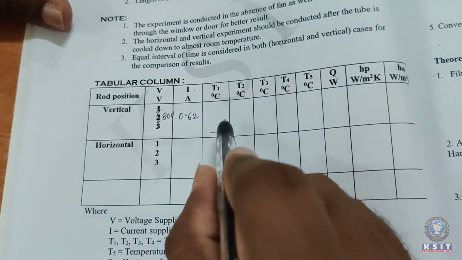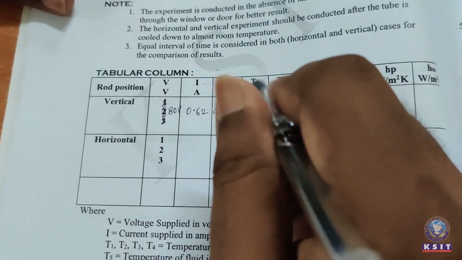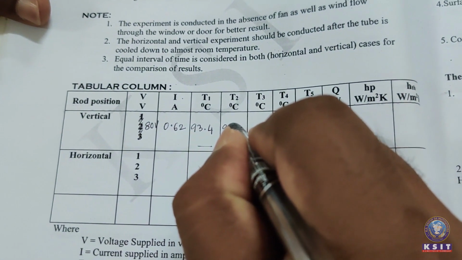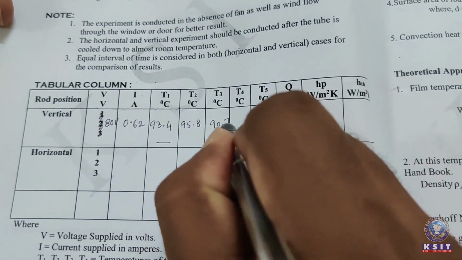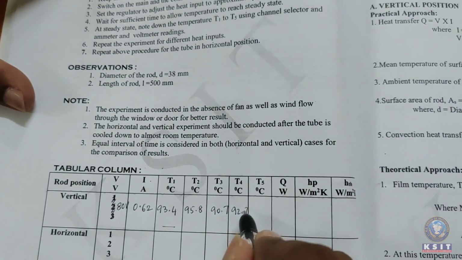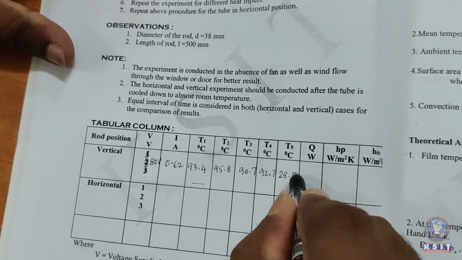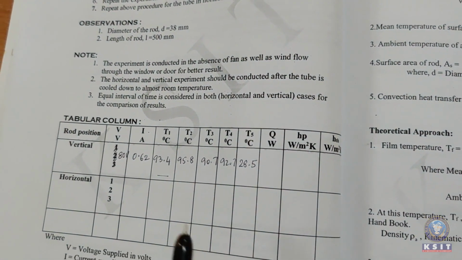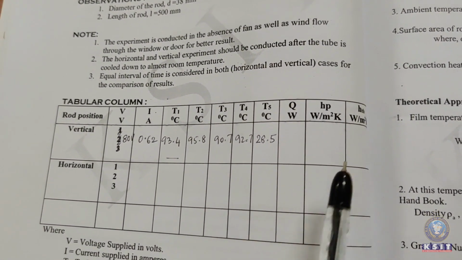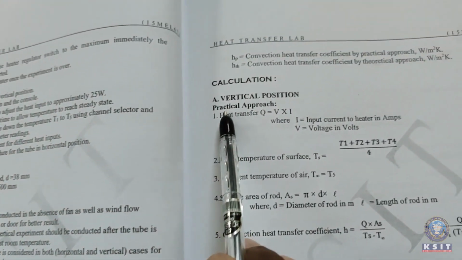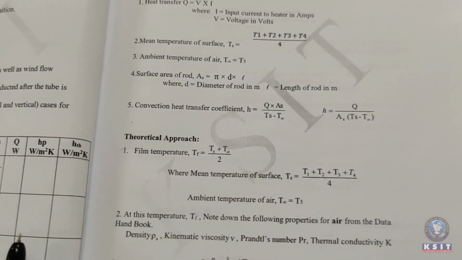And we have noted the 5 temperatures. I am giving an example of the temperature values, which are what we have taken from the equipment: 93.4, 95.8, 90.7, 92.7. Then the air temperature, which is quite less, definitely 28.5, close to room temperature. Now this much is the readings that we have taken. Using these values, we have to find the convection heat transfer coefficient, for the practical approach and also the theoretical approach. So we will go to the calculations part.